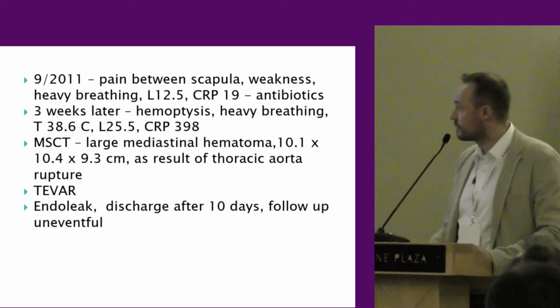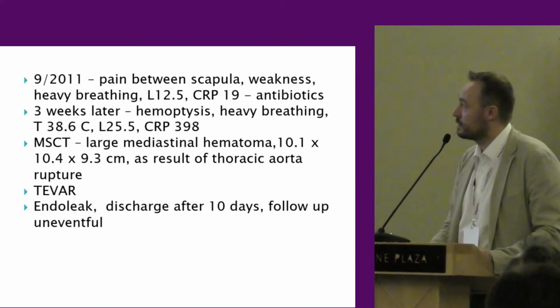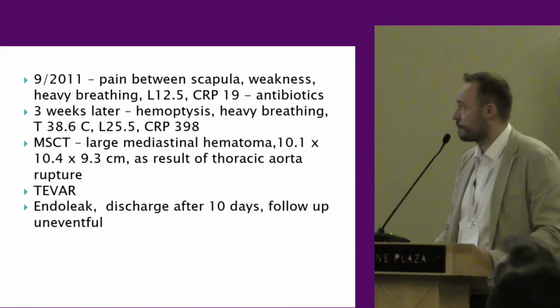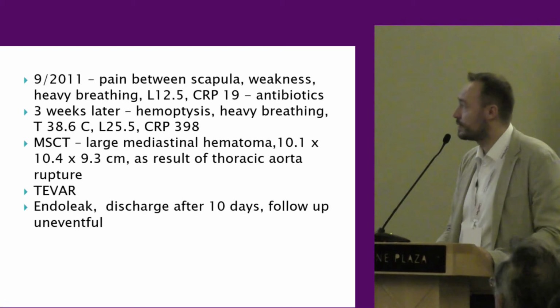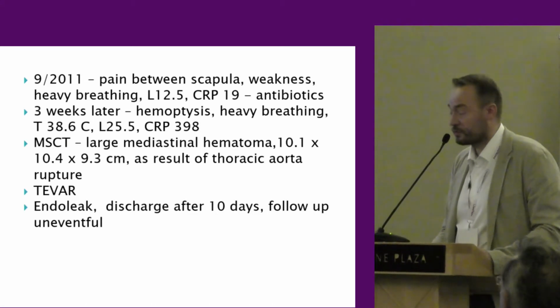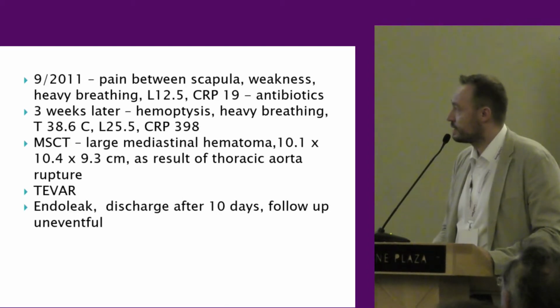It was a young male, in 2011. He was in a hospital for infectious disease for pain between the scapula, heavy bleeding, leukocytosis and large CRP. He was given antibiotics, and 3 weeks later he reported to the same hospital with hemoptysis, heavy bleeding, and increased inflammation factors, leukocytes of 25,000 and CRP of almost 400. CT showed a large mediastinal hematoma as a result of thoracic aorta rupture.